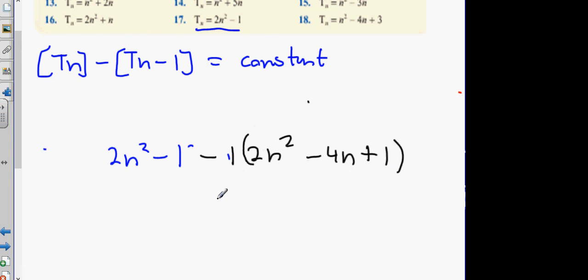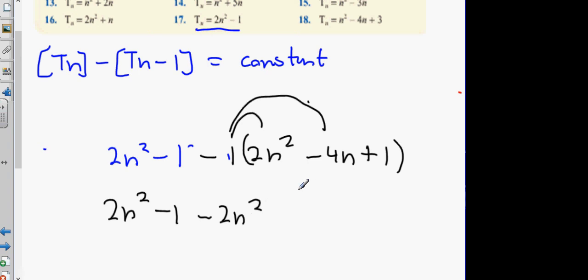Now we're not expecting the answer to be a constant this time, so you get 2n squared minus 1. Minus 1 multiplied by 2n squared is minus 2n squared. Minus 1 multiplied by minus 4n is plus 4n, and then minus 1 by plus 1 is minus 1. Take them away from each other, we get 2n squared minus 2n squared, cancel each other out. You get 4n minus 1 is minus 2.